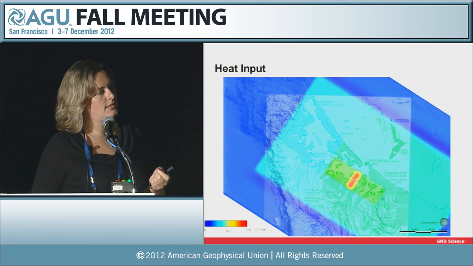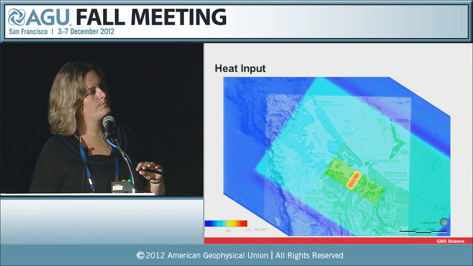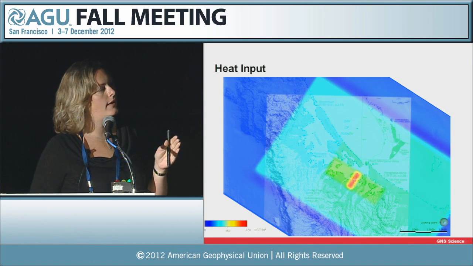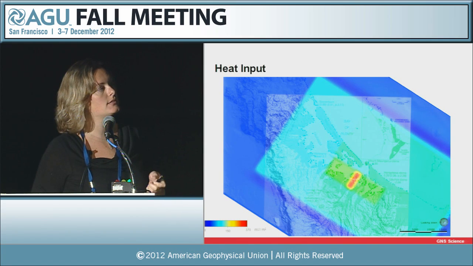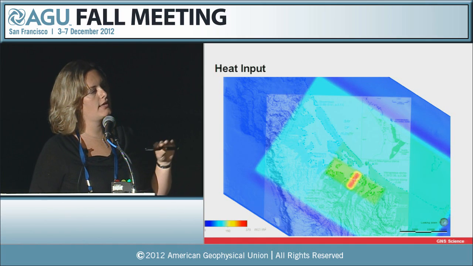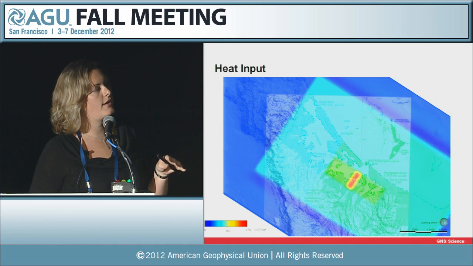So here we can see the heat input, and the red is the highest heat input, which was 350 milliwatts per meter squared. The blue around the edges is about 55. That's the background rate for this area. And this is overlaying the geological map of the area.